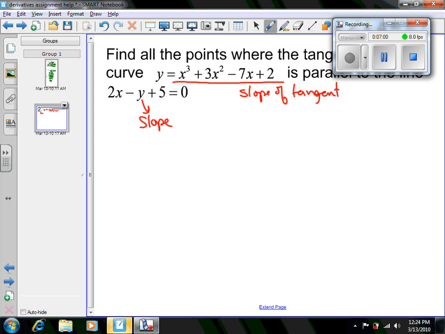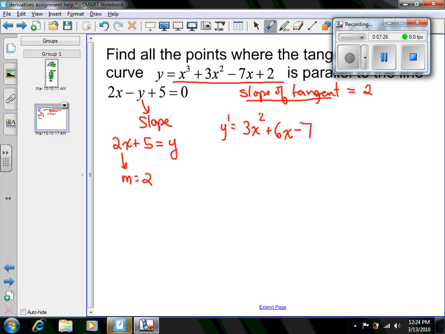So the slope of that line: 2x plus 5 equals y, just rewriting the equation, and the slope would be 2, remembering y equals mx plus b. So you want to know where the slope of the tangent line is equal to 2. How do you get the slope of a tangent line? It's called a derivative. So we take y prime, 3x squared plus 6x minus 7, and we want to know where that slope is equal to 2. That means where is 3x squared plus 6x minus 9 equal to 0?